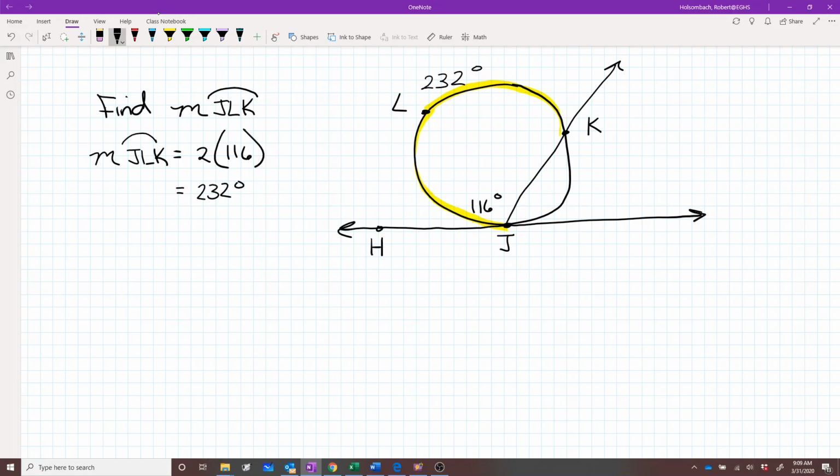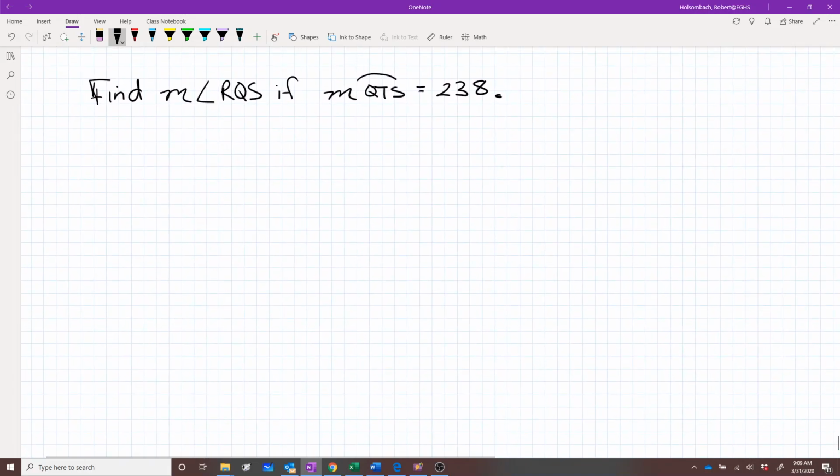Alright, we got one more example problem, and then I'm going to give you some practice problems to do on your own. So in this last example, we are going to find the measure of angle RQS if the measure of arc QTS equals 238. There's your given information, and here's what your circle looks like.